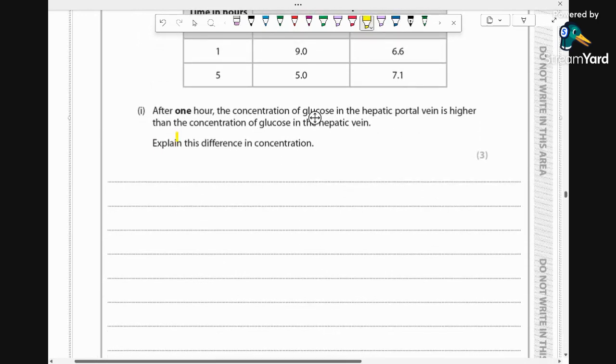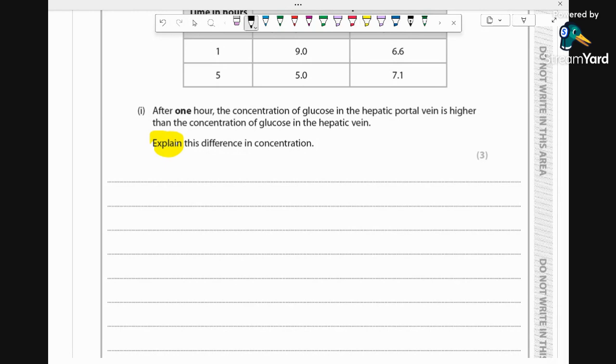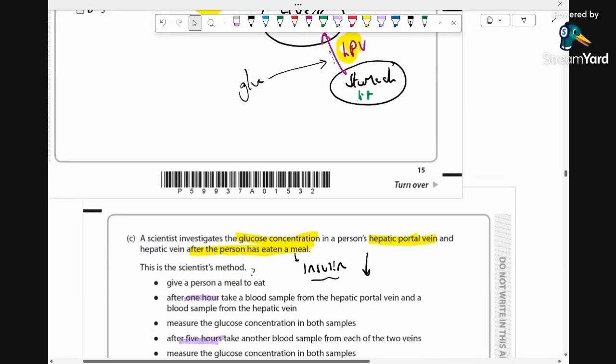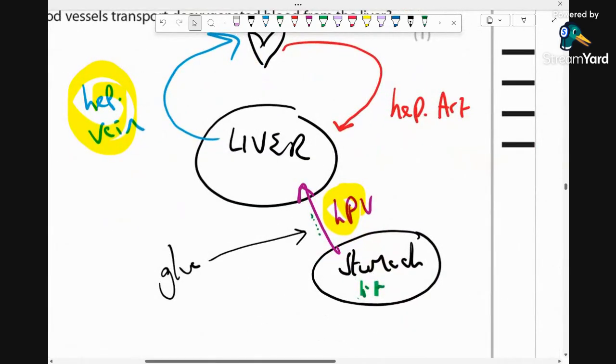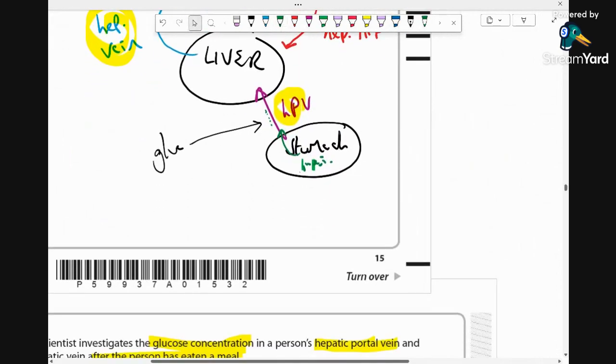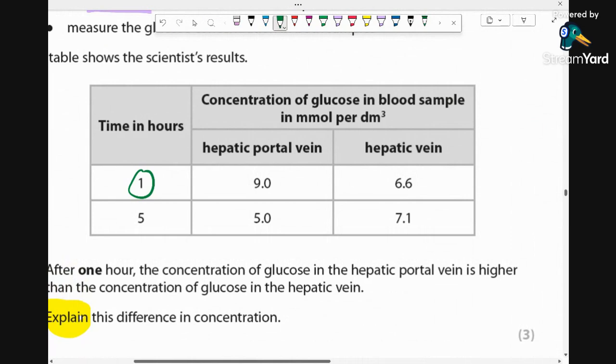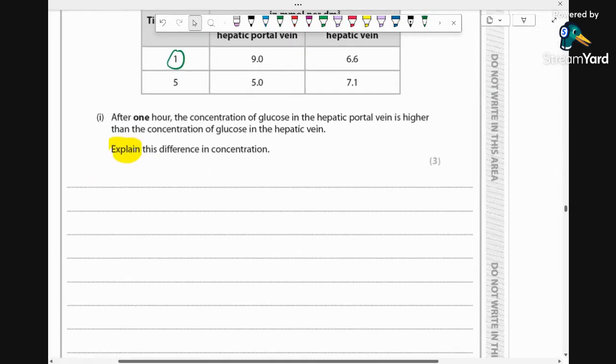Explain the difference in concentration. So why does the hepatic portal vein have a higher concentration of glucose after the meal? It's because you've got lots of glucose in your stomach that's being absorbed by your ileum and being transported to the liver. And obviously within 1 hour, it's not long enough for the liver to then deal with all that stuff and get all of it.